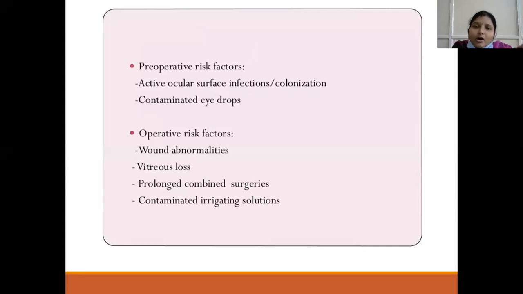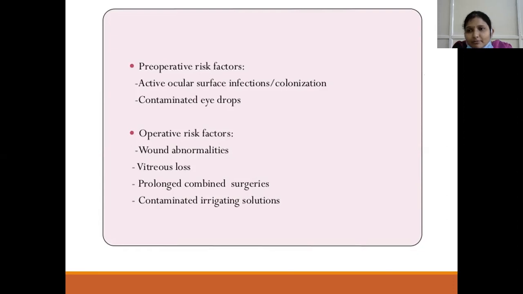So what are the operative risk factors? The various operative risk factors are wound abnormality. The generally performed procedure is small incision cataract surgery. Here the wound is self-sealing and without any sutures. If the wound integrity is not good, it leads to leakage of the aqueous humor, so it acts as a source of infection. Similarly, vitreous loss.